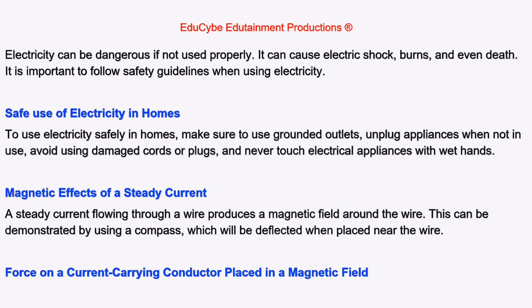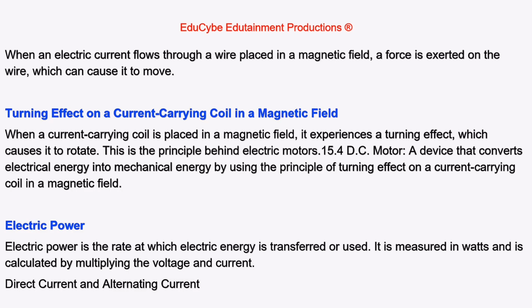Force on a current-carrying conductor placed in a magnetic field. When an electric current flows through a wire placed in a magnetic field, a force is exerted on the wire, which can cause it to move.